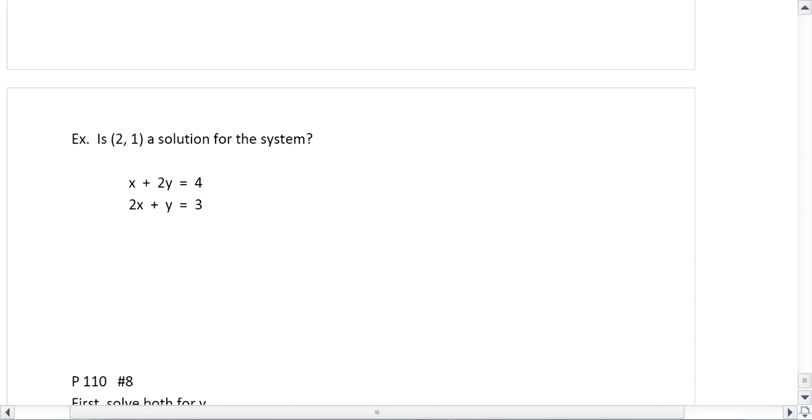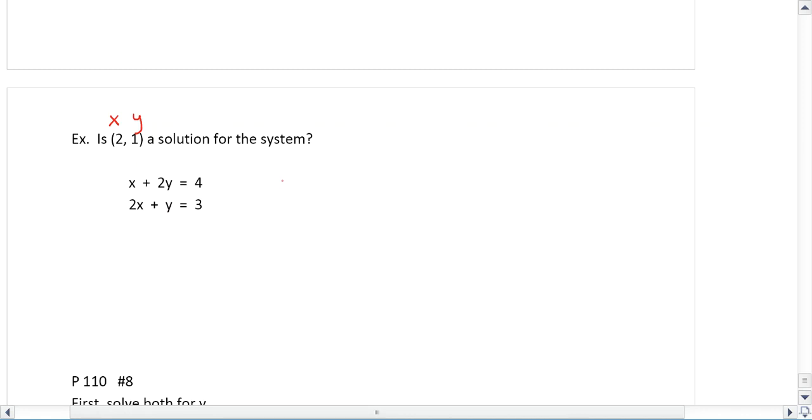All right, before we graph 2 lines and find the intersection, we could be asked a question: is the ordered pair 2, 1 a solution for this system? This is a yes/no question, and it would be as simple as, if the x is 2 and the y is 1, does that make both of these equations true? So you could plug them in and do a quick check.